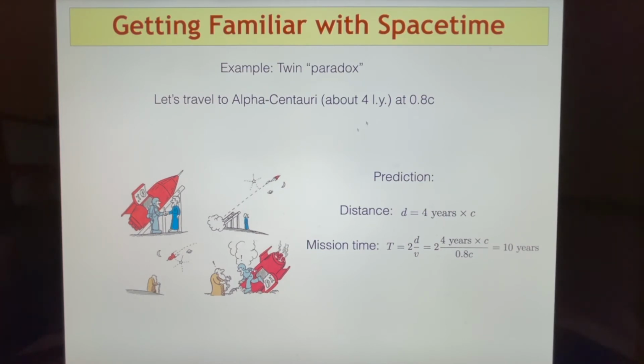And then, of course, the brother that stays at home makes a prediction of how long it will take. So the distance is 4 light years. And then the mission time would be twice the distance divided by the velocity of the ship. Why twice? Because there's a go trip and a return trip, right? Well, computing it, you obtain that the duration of the mission will be 10 years.